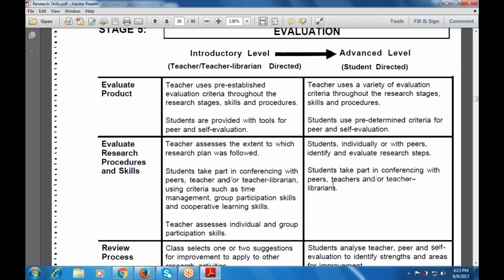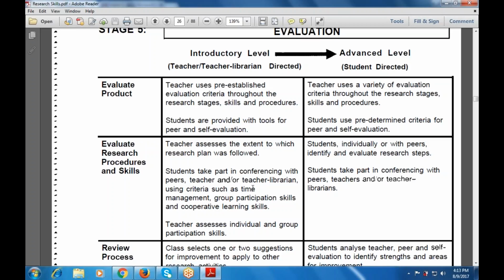Then evaluate research procedures and the skills. So the teacher assesses the extent to which the research plan was followed, and they also take part in conferencing with the peers, teacher or teacher librarian using criteria such as time management. Time management is also one of the good techniques that teachers follow. That is applicable to the teacher as well as the student, we can say.